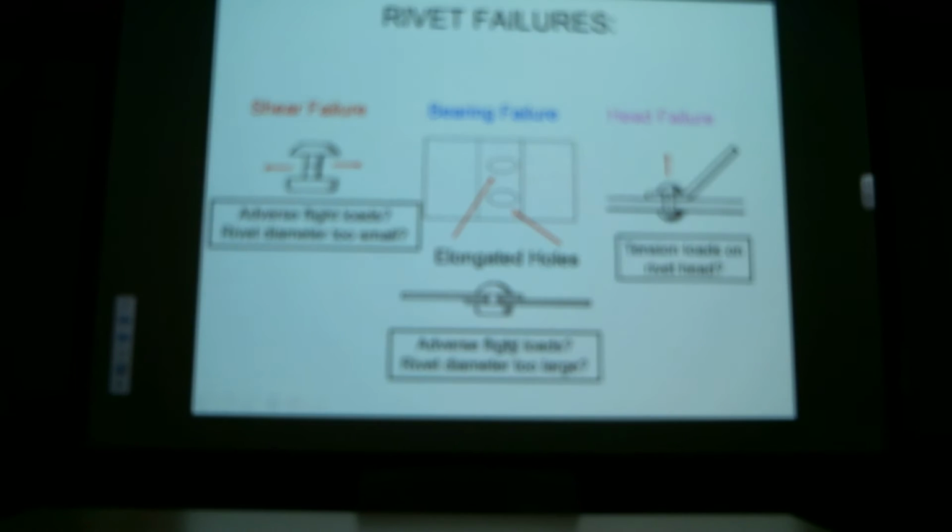Rivet failures. You know what's meant by shear failure? The rivet shank breaks in two. Rivets are designed to take shear loads, but it's also the most common type of failure for rivets. Bearing failure, the holes are elongated. So you're putting a tension stress on the sheets, and you're pulling the material apart. So that's why the holes are elongated. It's called bearing failure.